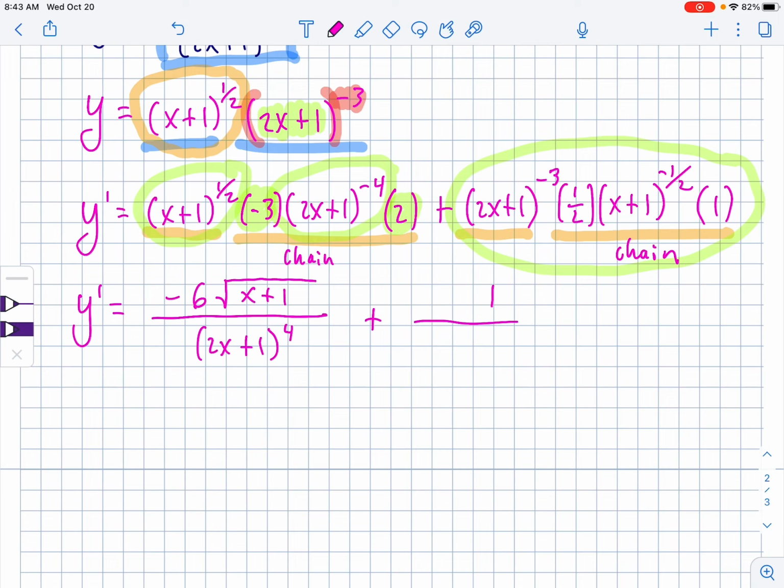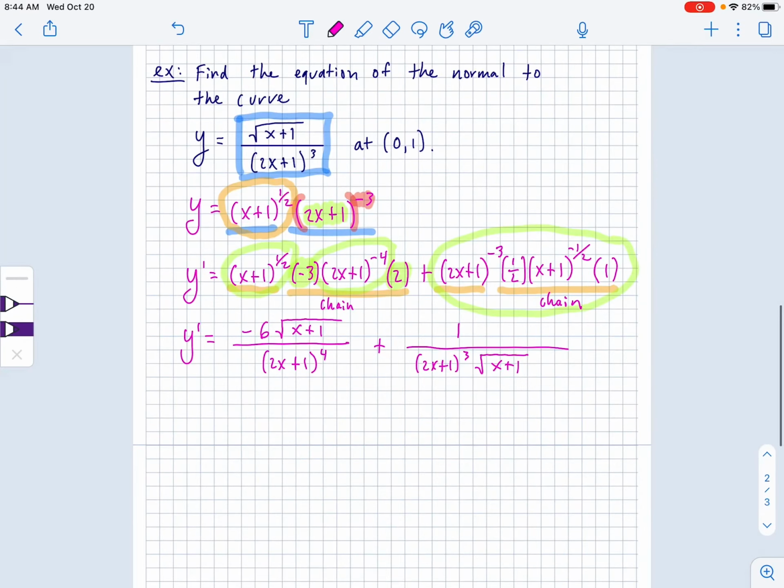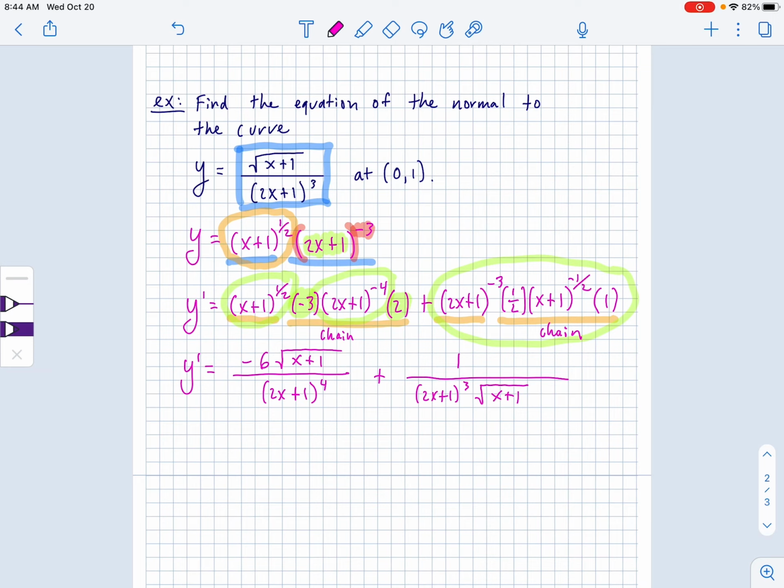So yeah, both of those are going to have to go to the denominator. So we get like a plus 1 is going to be the only thing in the top. And then in the bottom, we'll have (2x plus 1) cubed times (x plus 1) to the 1/2. But really, I shouldn't even write (x plus 1) to the 1/2. Instead of writing it all again, we'll just make that a square root.